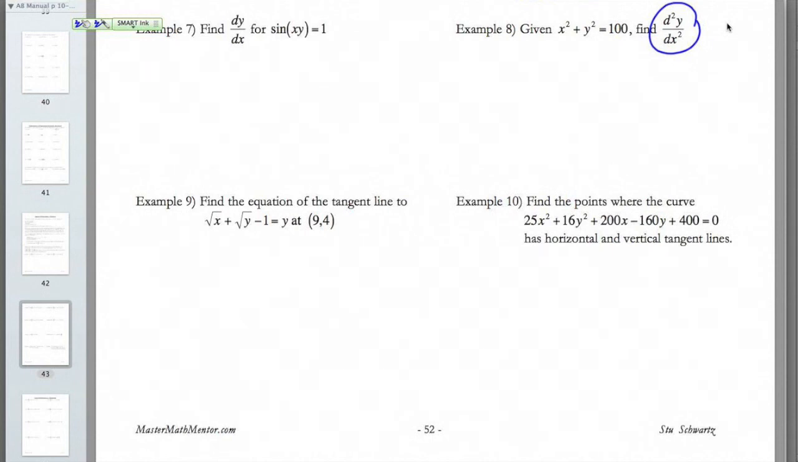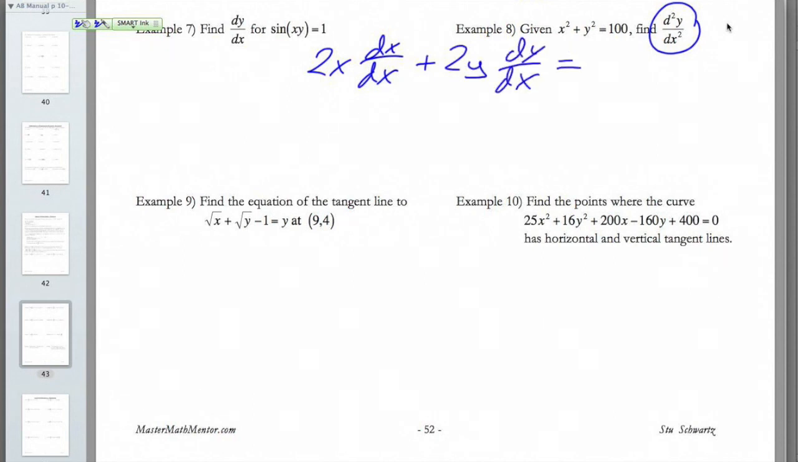So, what would I have to do on this? The first step would be to find the derivative. All right, let's go ahead and do it. So that would be 2x dx plus 2y dy/dx, and then the derivative of 100 is 0. All right, so that right there goes to 1.